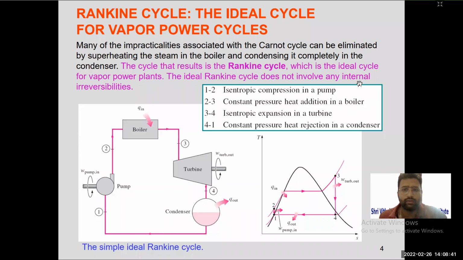So in the Rankine cycle, we superheat the steam and we completely condense it in the condenser. The ideal Rankine cycle does not involve any internal irreversibilities. That means there is no fluid friction, there is no pressure drop, etc. In this case, process 1 to 2 is again an isentropic compression, but in the pump. 2 to 3 is a constant pressure heat addition in the boiler. 3 to 4 is an isentropic expansion in the turbine, and 4 to 1 is a constant pressure heat rejection in the condenser.